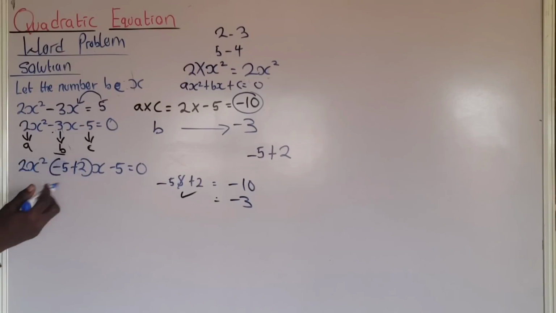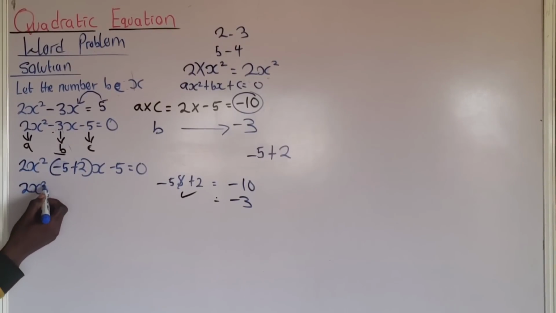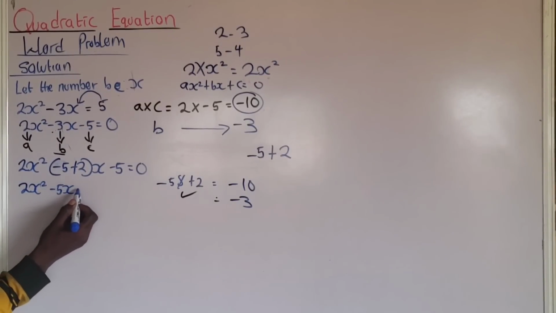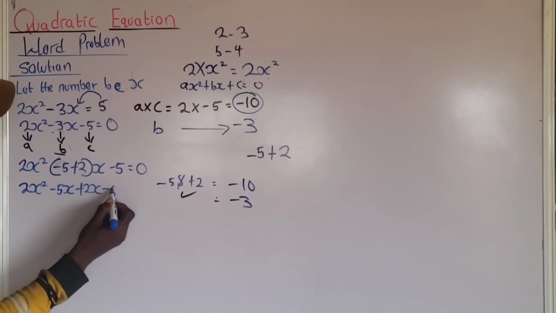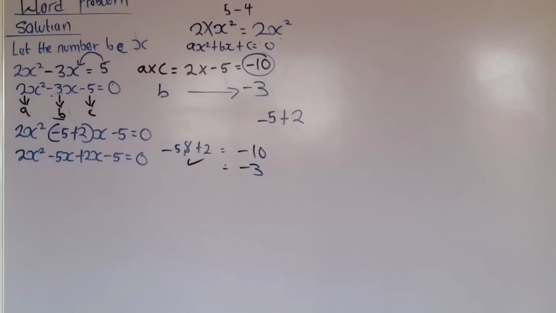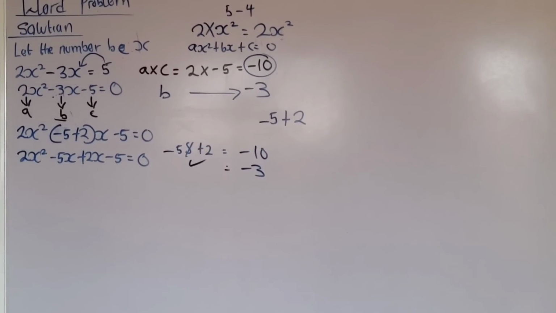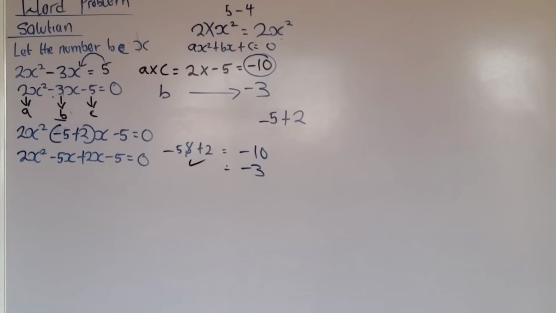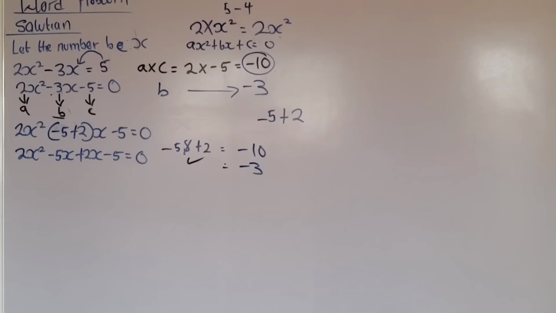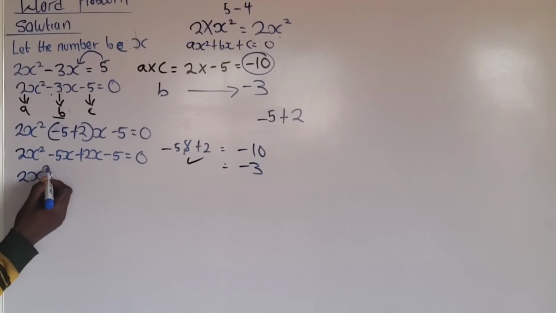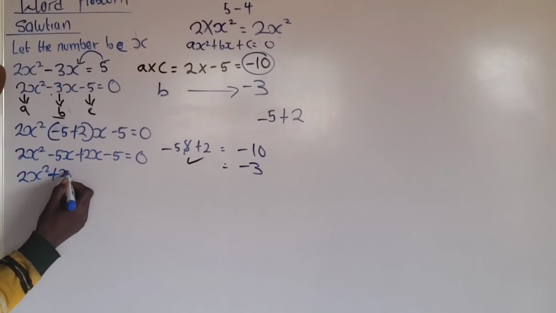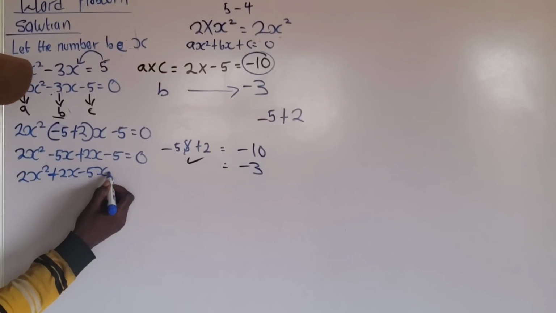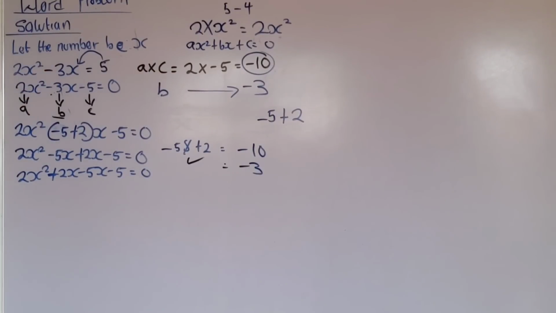Just open the bracket with x. 2x squared minus 5x plus 2x minus 5 equals to 0. Having gotten to this point, I'm going to rearrange this equation so as to make the solving simple. So, I'm going to have 2x squared plus 2x minus 5x minus 5 equals to 0.